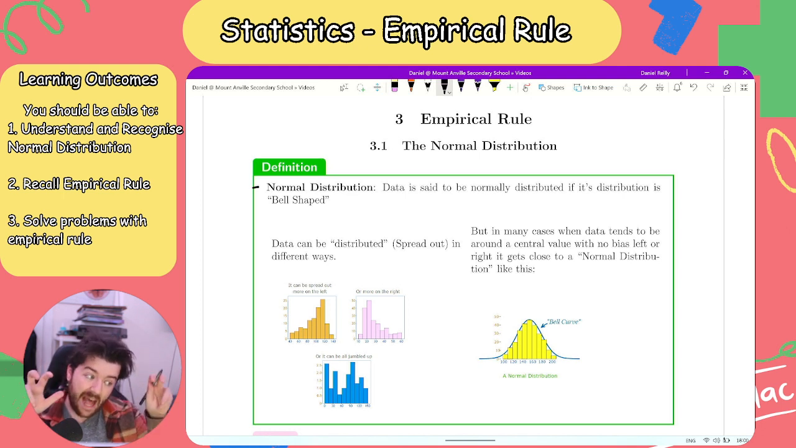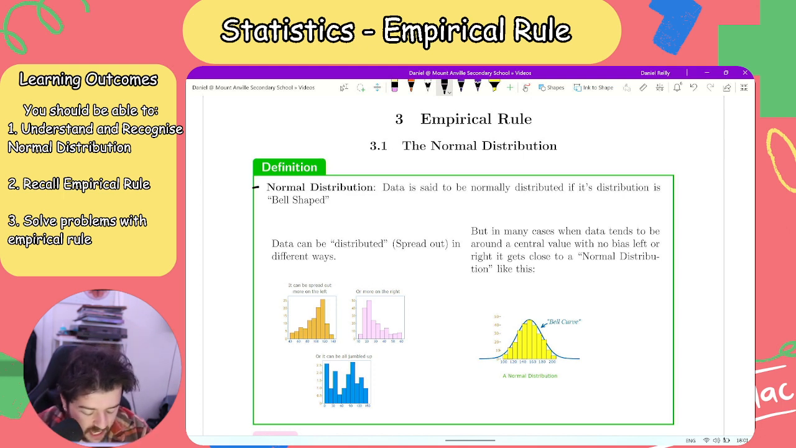a bell shape, right? Data can be distributed in different ways. So here we go. This data is more spread to the left. This is left skewed. This data is more spread out on the right, so this is right skewed. And this one's just all over the place, so there's not really much spread to it.